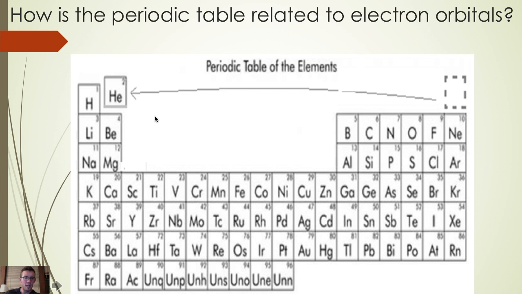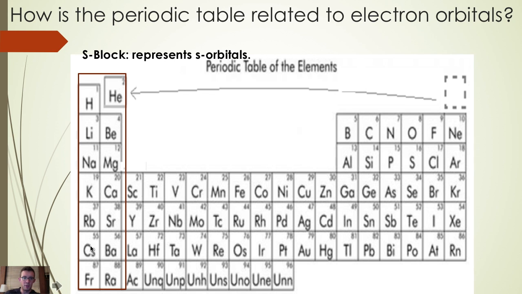It turns out that the periodic table has been structured in a way that reflects electron orbitals. For instance, this left-hand column on the periodic table is called the S block of the periodic table, representing S orbitals. So the first row represents the first shell's S orbital. The second row represents the second shell's S orbital. And this continues all the way on down through the seventh shell's S orbital.